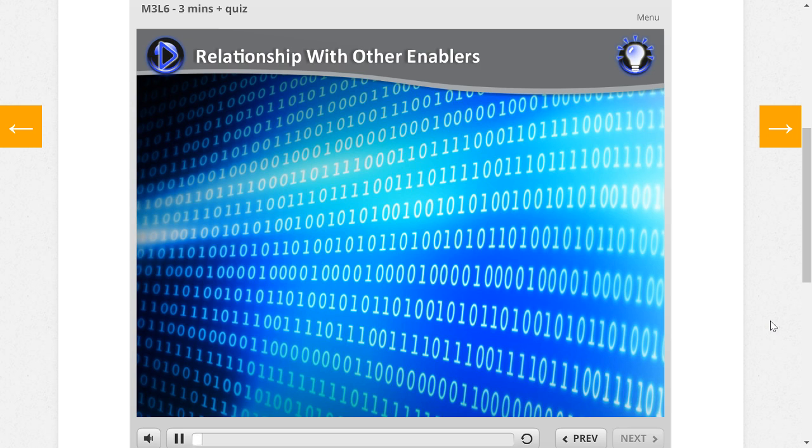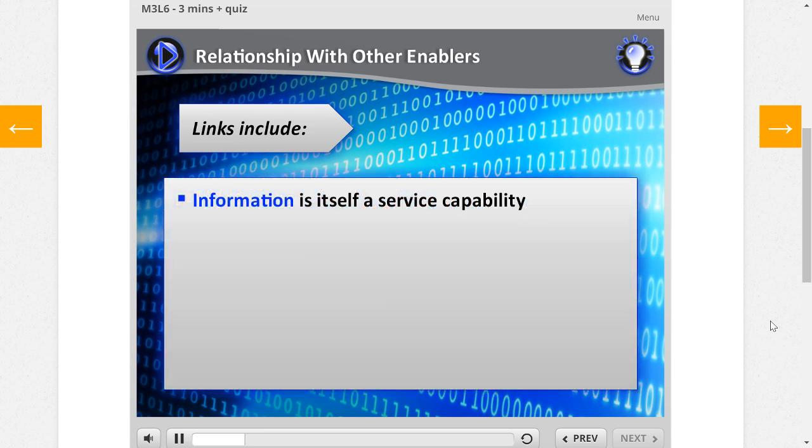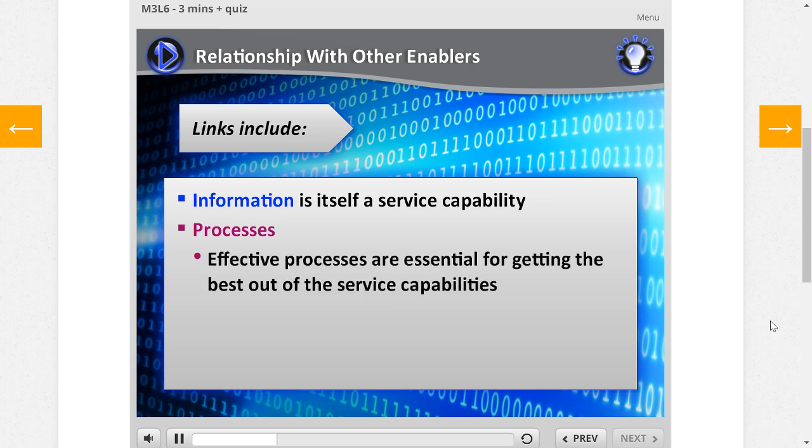The other topic we need to cover in this lesson is the relationship of the enabler with the other enablers. The links include: information is itself a service capability. Processes. Effective processes are essential for getting the best out of the service capabilities.